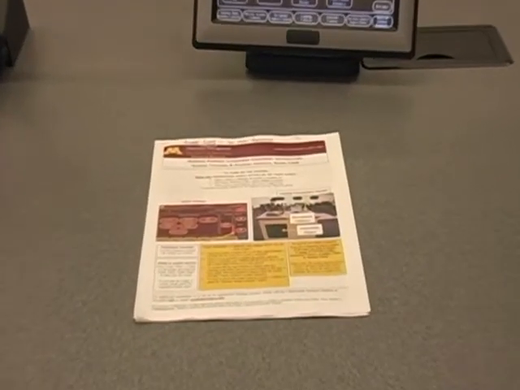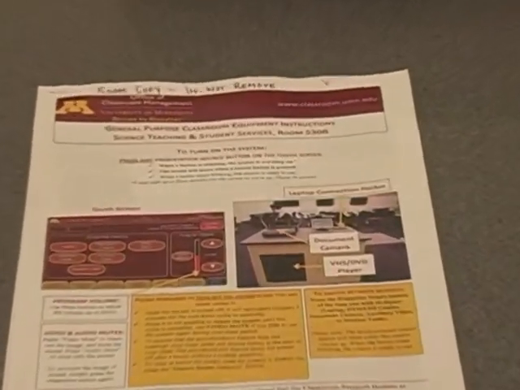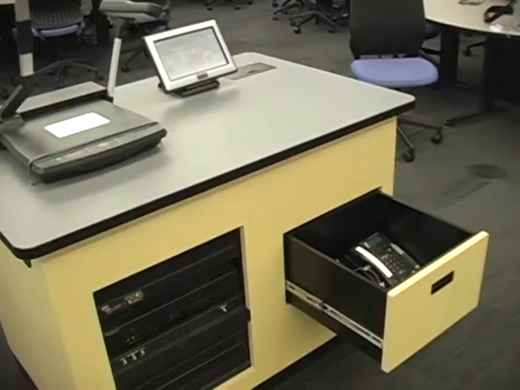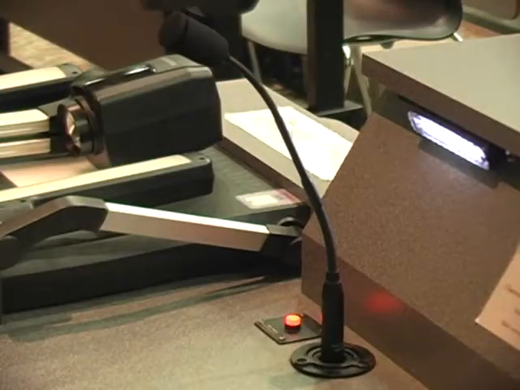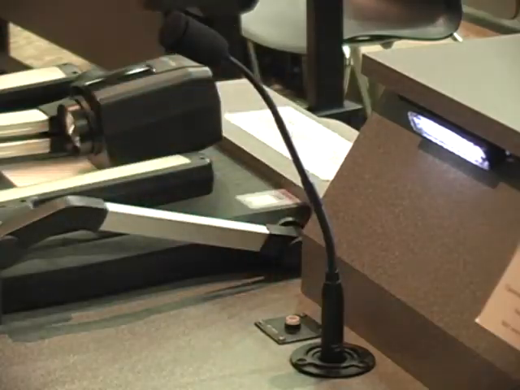Consult the in-room technology instructions or the Office of Classroom Management website for the type of microphone available and location in your classroom. The types of microphones available are lectern or table microphones. Use the button near the base of the microphone to unmute or turn on the microphone.